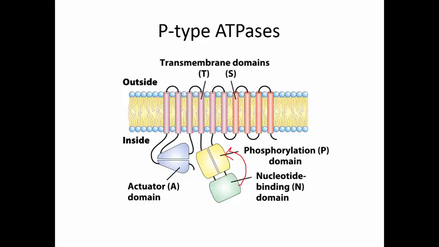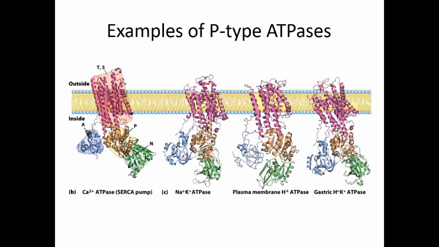So they all look pretty similar. They have a bunch of these membrane-spanning helices, and they have an actuator domain, and then we have this nucleotide binding domain and this phosphorylation domain. So this is a whole category of them. There's at least 70 important ones in the human body, and we're going to talk about a few examples here.